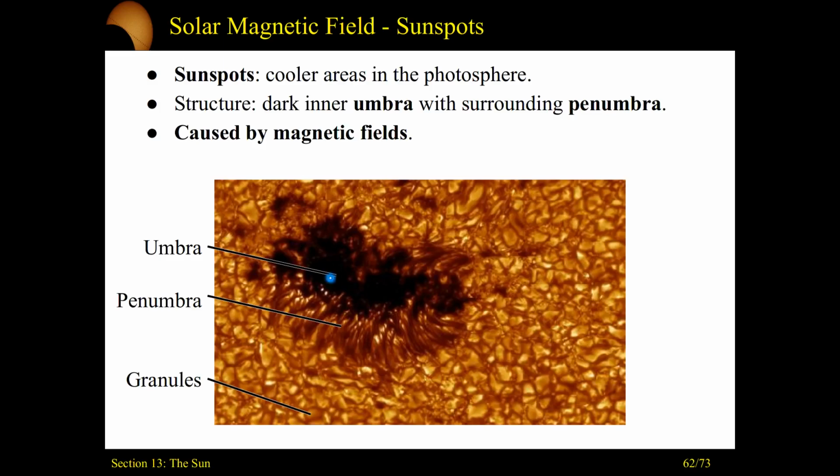So going through this, umbra, that's going to be the dark, cooler region of the sunspot. Penumbra is going to be the region around this where the material is flowing in. Remember, this is being produced by magnetic field lines. Whereas the granules is just bubbling seas of plasma floating around on the surface of the sun.